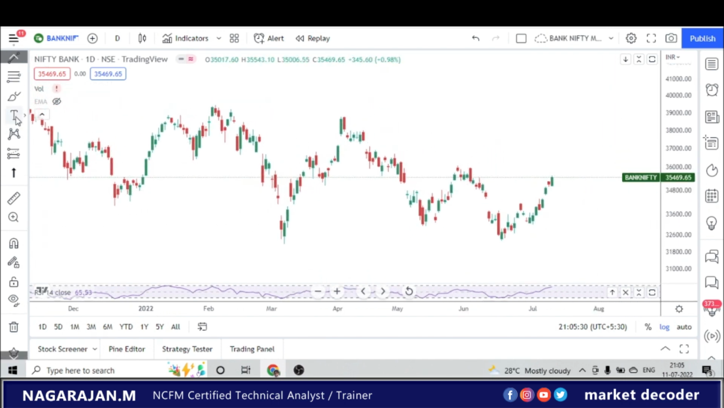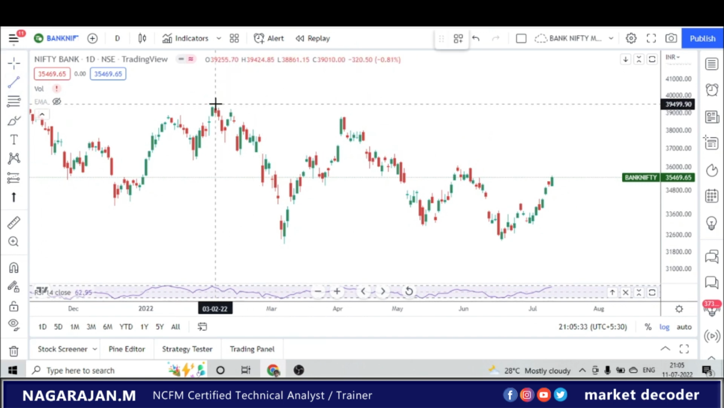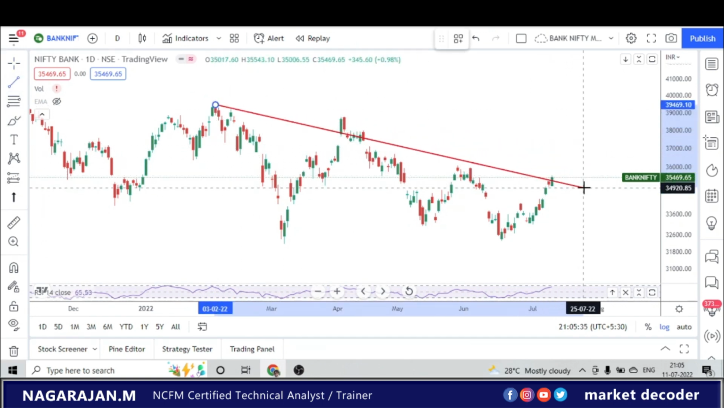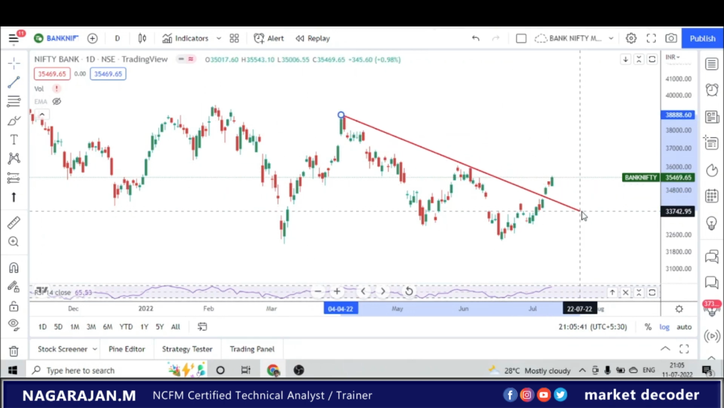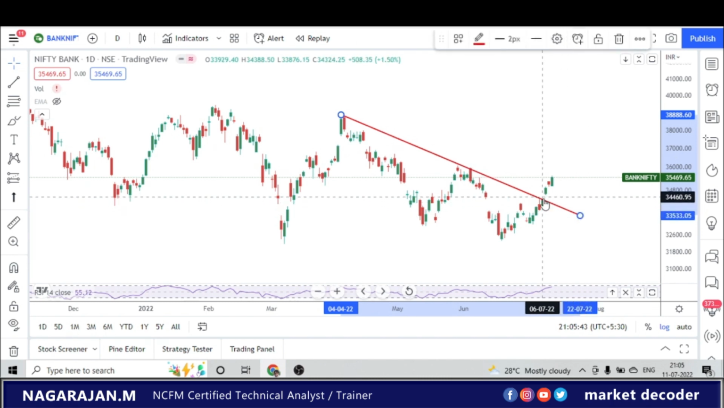Bank Nifty has already closed above the descending trend line. Even if this is not matched exactly, we can go with this trend line. There was a small fall when Bank Nifty met this descending trend line, and again it started moving up with good gap ups. We have closed at 35,469 for today. If there is a gap up, where will be the next level Bank Nifty can head towards?